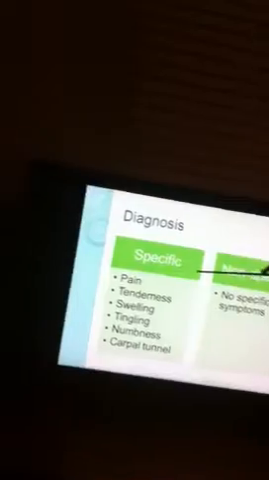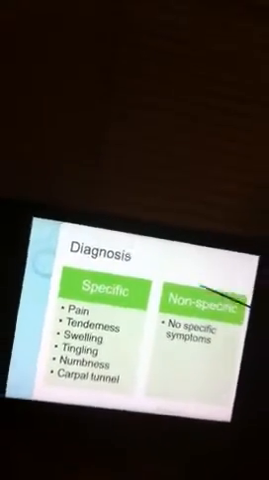So we're going to move on to the diagnosis process with the symptoms. There's no exact diagnosis. People have chronic symptoms, but there may not be evidence of injury. There are specific and non-specific symptoms. Specific RSIs experience pain, tenderness, swelling, tingling or numbness, and carpal tunnel. But the non-specific injuries have no specific symptoms.